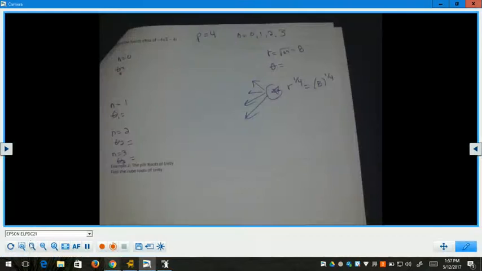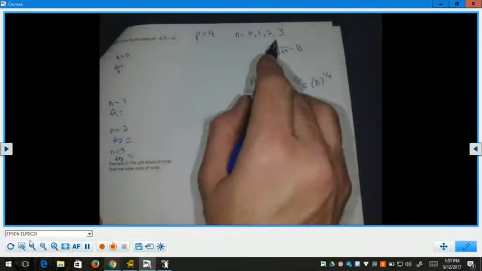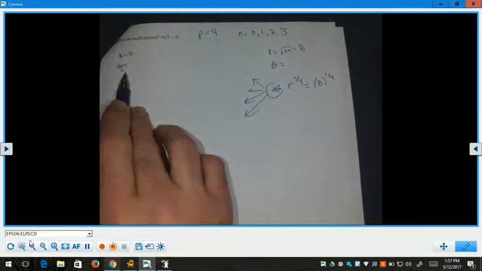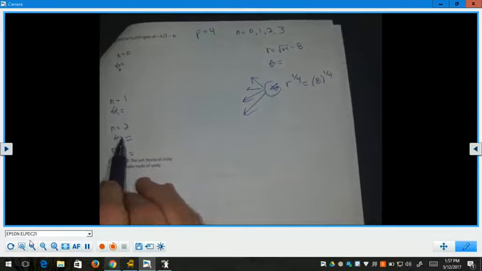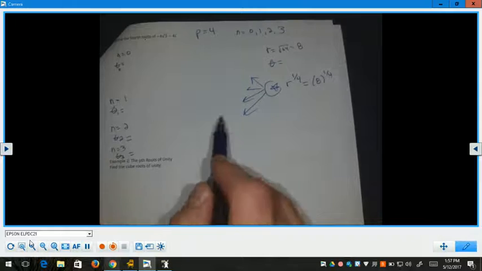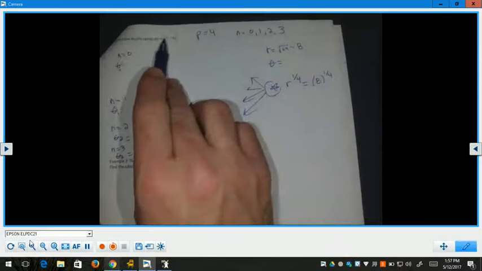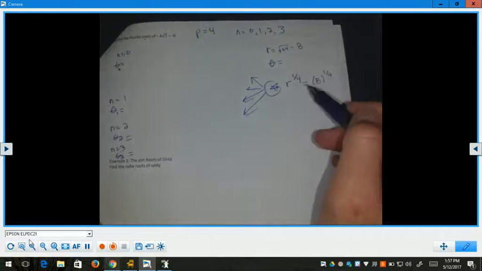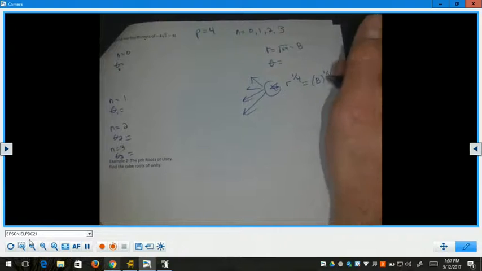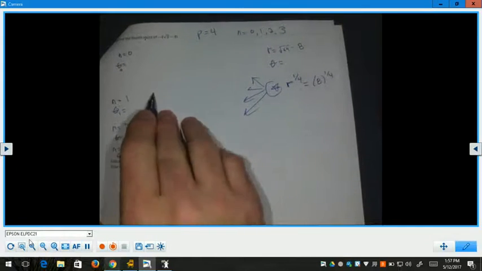Let's take a look. If you set this up, you know that p is 4. We're going to find these 4 roots. I need to know theta when n is 0, theta when n is 1, theta when n is 2, theta when n is 3. The value of r was the square root of 8 because it's -4 square roots of 3 squared plus -4 squared. Take the square root. So then I do 8 to the 1/4. That's going to be the value of r to the 1/4. That's what we're going to use as we calculate these roots.